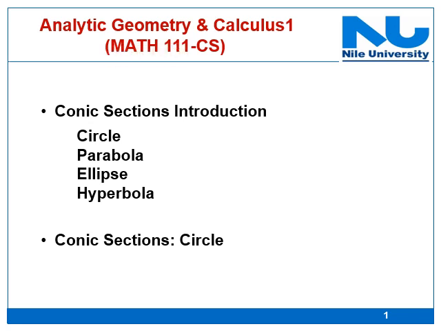Math 111 comprises two main parts, which are the analytic geometry part and the calculus 1 part. The analytic geometry part focuses on conic sections, which include the circle, the parabola, the ellipse, and the hyperbola. In these slides, we are going to give an introduction to conic sections, and then we'll focus on the circle.